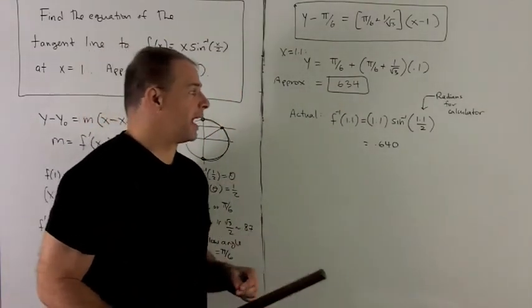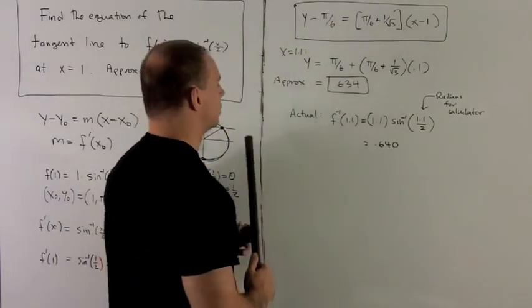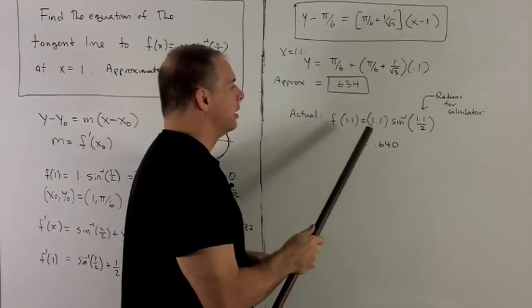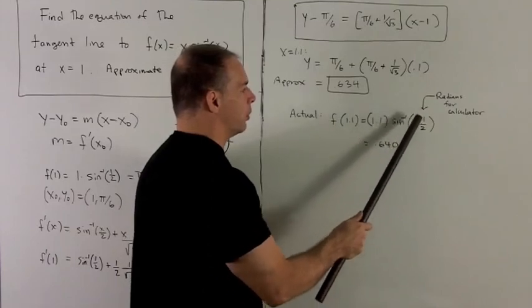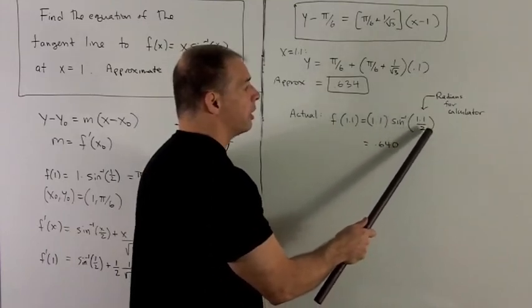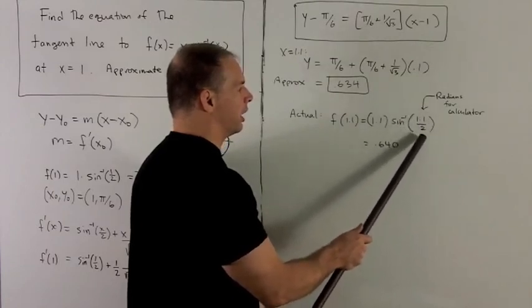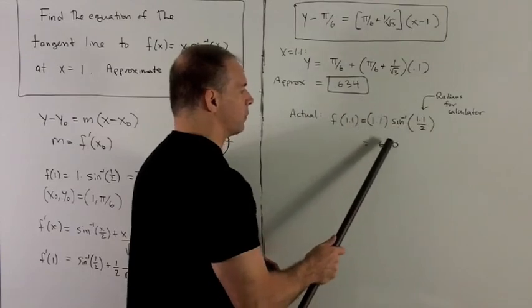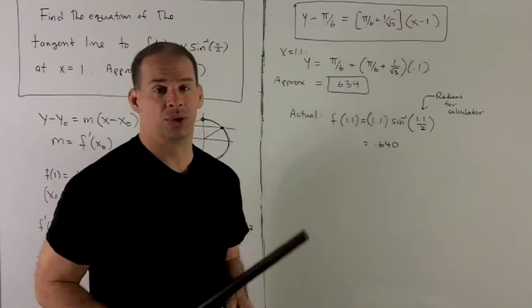If I want the actual value, I'm just going to stick 1.1 into the original function. Okay, that's actually f. And that's going to give me 1.1 times sine inverse of 1.1 over 2. Remember, when we go to the calculator, this is going to be radians, so make sure you're not doing it in degrees. And that's going to be, when I figure all this out, 0.640. So we see that we're in the ballpark using the tangent line to approximate.